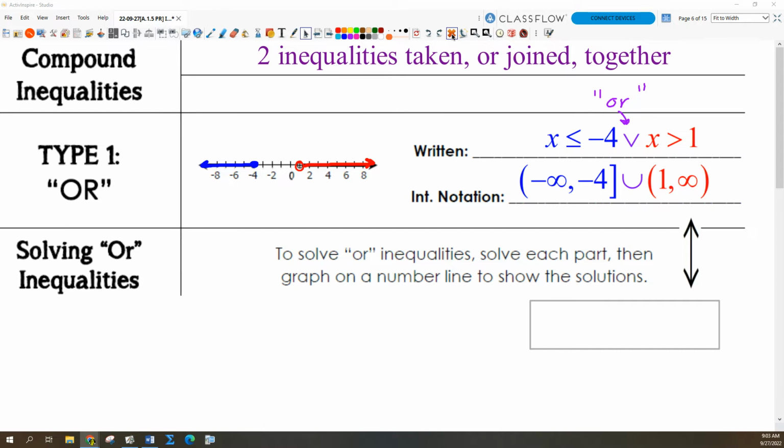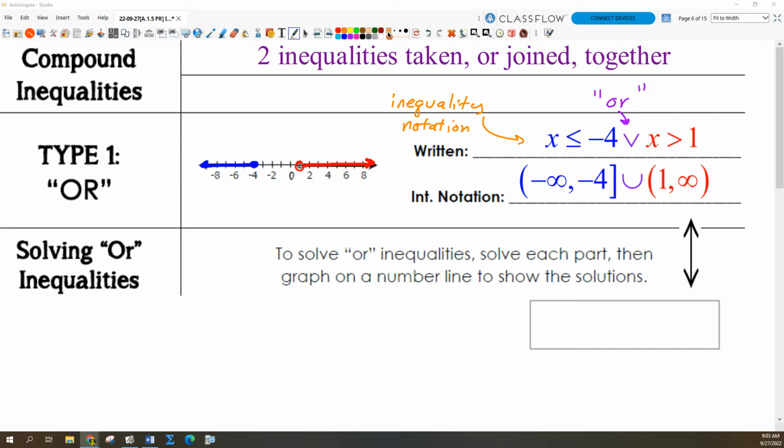When we're using inequality notation, notation means the way you write something in math, right? There are different types of notation we use. Well, if we're going to write the answer using inequalities, we call that inequality notation. And I'm going to make a note of that. I think that would be useful. So there's inequality notation. When we use inequality notation, or is written as a V.